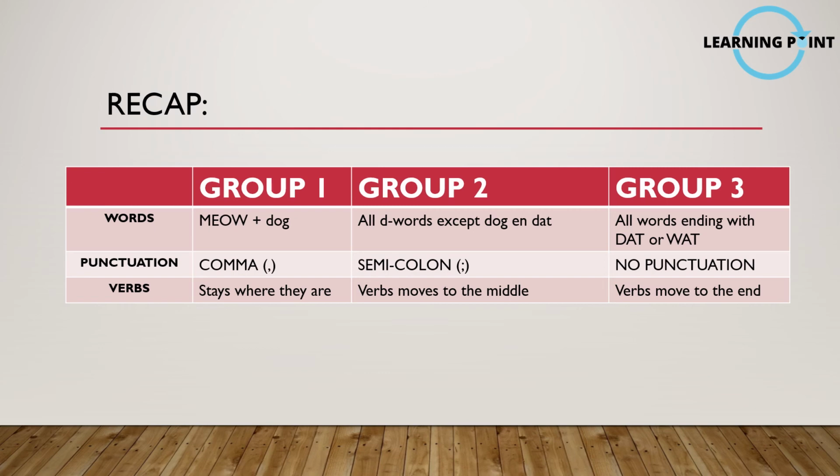Punctuation in group 1 is a comma. Group 2, it's a semicolon. Group 3, it's no punctuation. Remember, the punctuation always goes before my conjunction. That's very important. Then my verbs in group 1 stay exactly where they are. Group 2, my verb moves to the middle because, as you can see there, it's the middle group. And then group 3, my verbs move to the end because it's the last group.